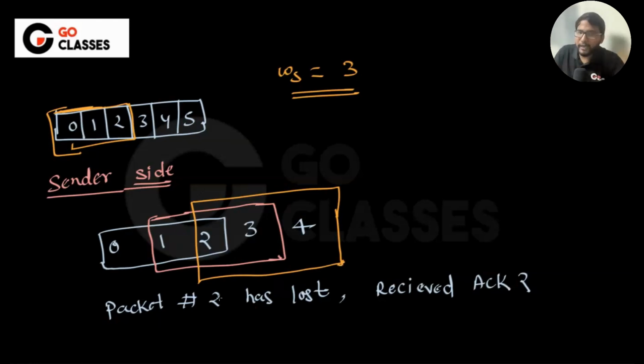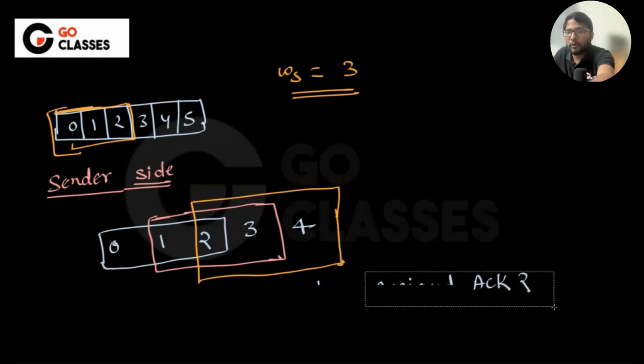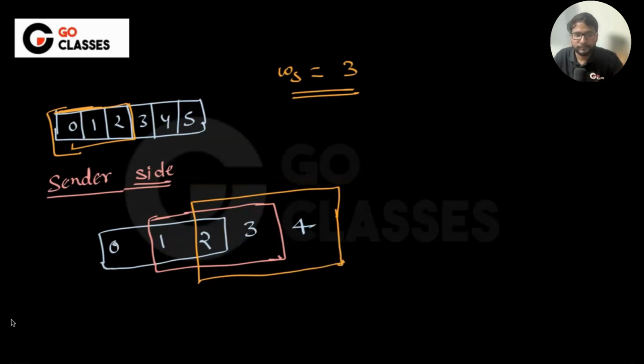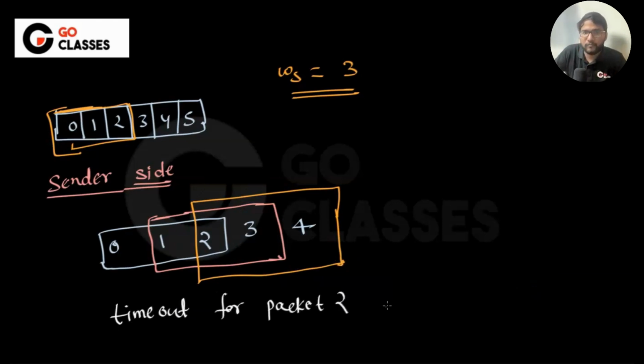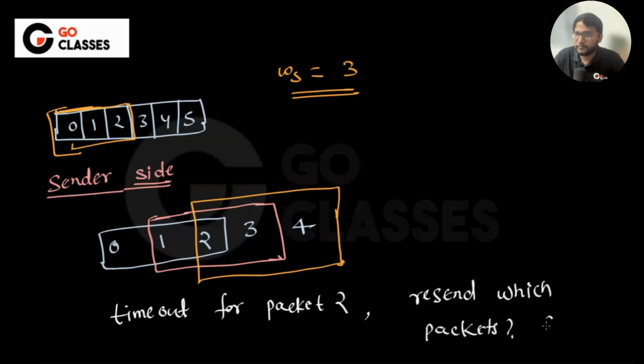But since packet 2 has been lost, this packet 3 and 4 will also be discarded. So after some time, the timer for packet 2 will be out. So you will say timeout will happen for packet 2. So what will you do? You will resend which packets? Now you tell me. This is 2, 3, 4, right? 2, 3, 4 is what you will resend.